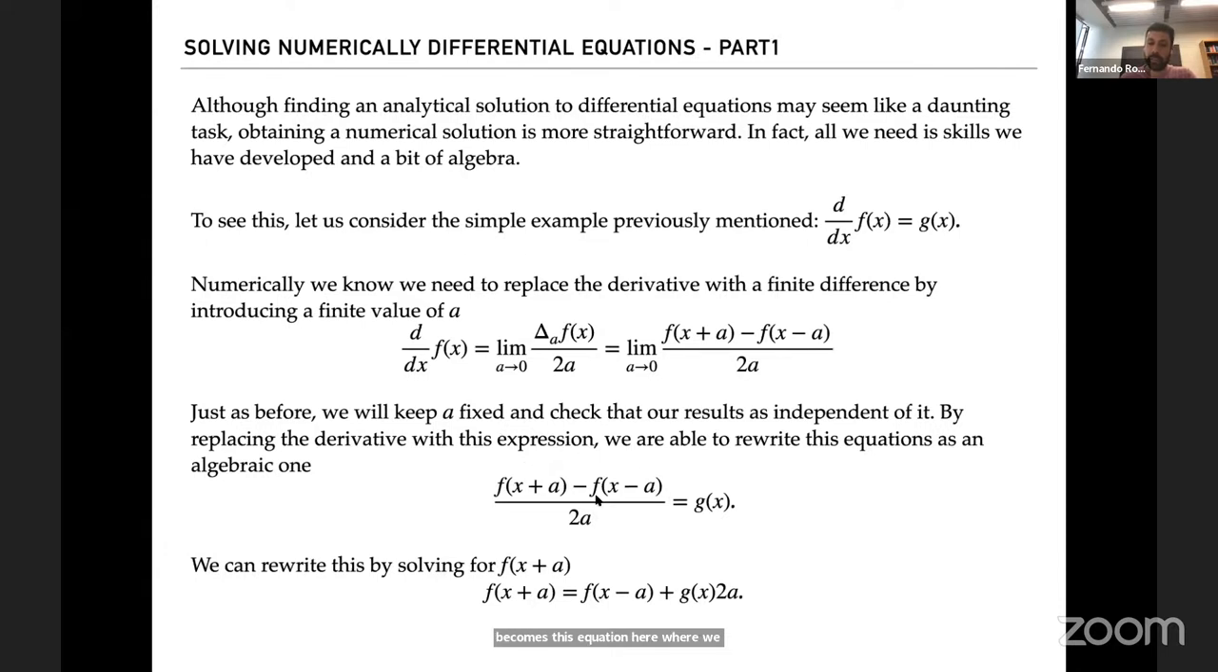And what we do is we turn this difference into this form, where the function evaluated at x plus the step size equals the function evaluated at x minus the step size plus g, which is given to us. Okay, so this is the iterative way that we solve a first order differential equation.